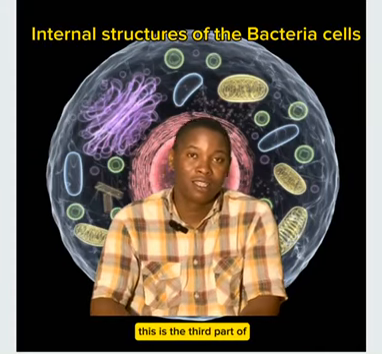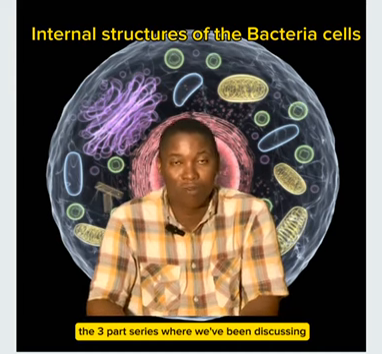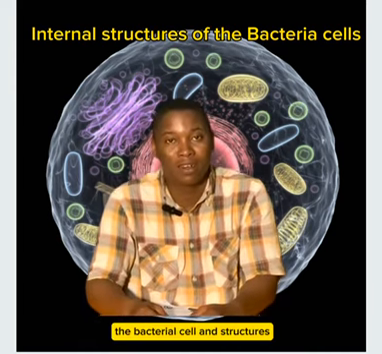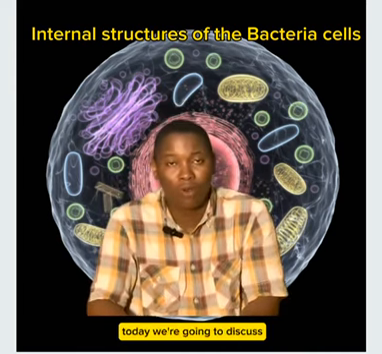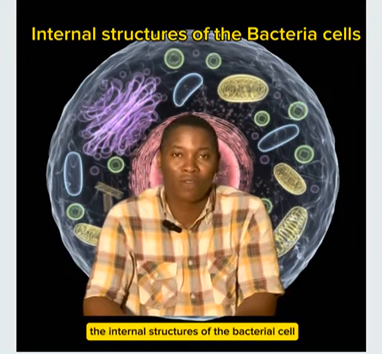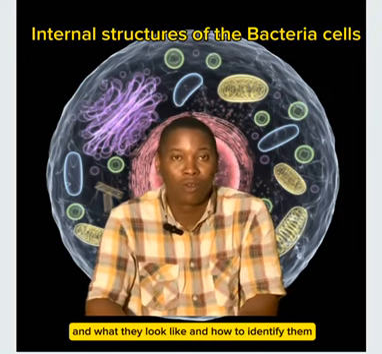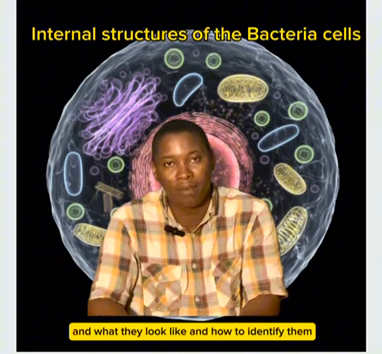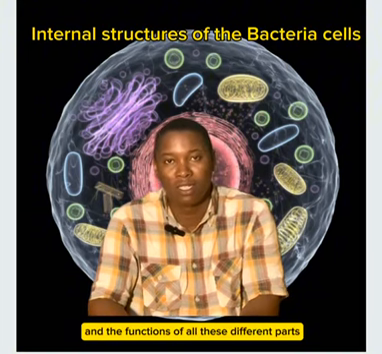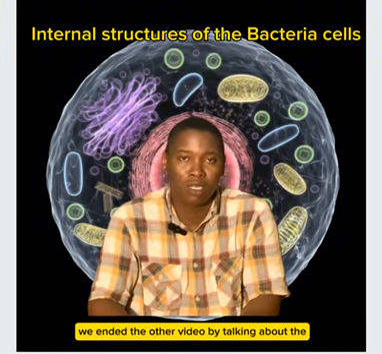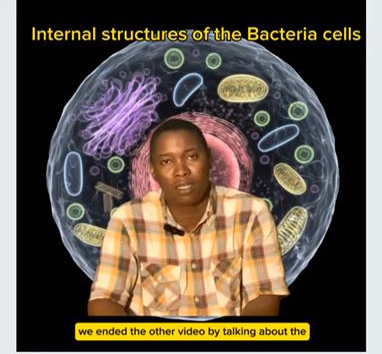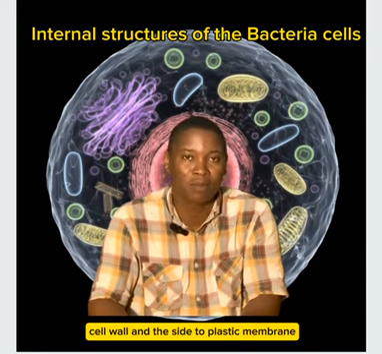This is the third part of the three-part series where we've been discussing the bacterial cell and its structures. Today we are going to discuss the internal structures of the bacterial cell, what they look like, how to identify them, and the functions of all these different parts.